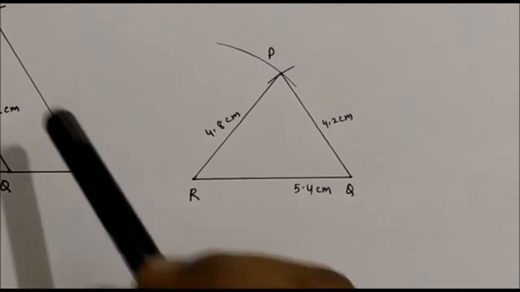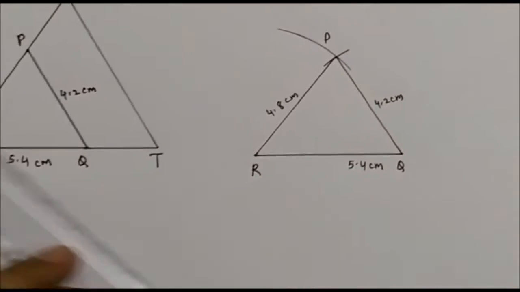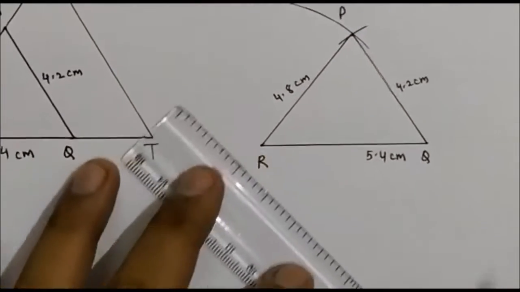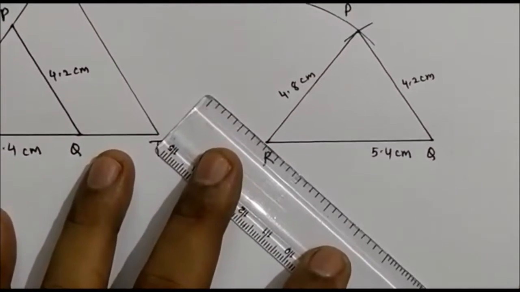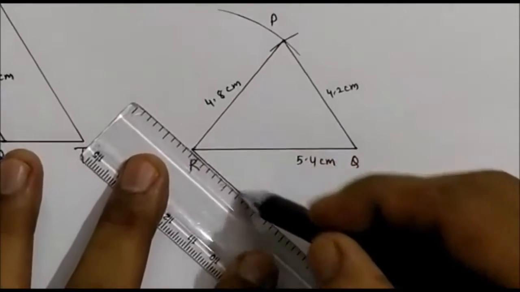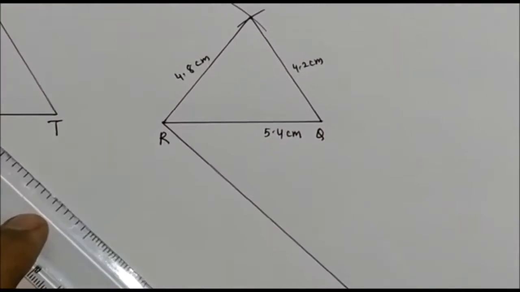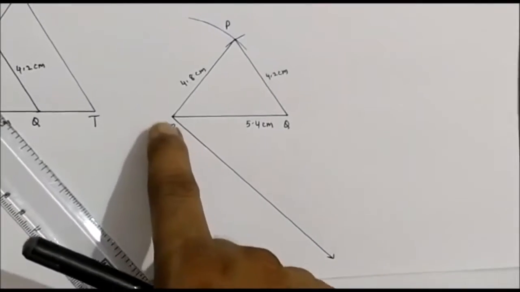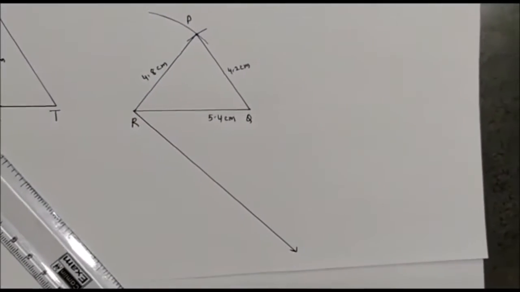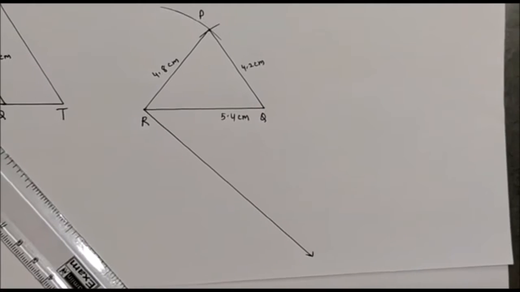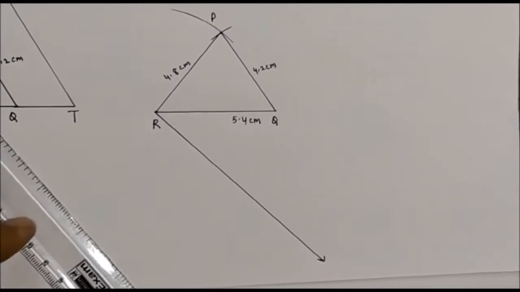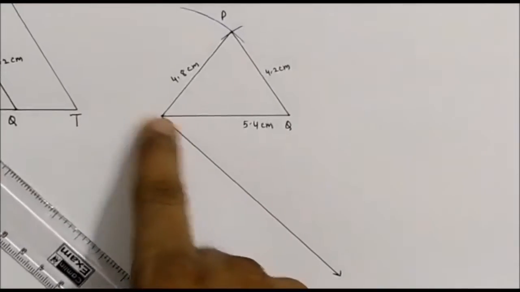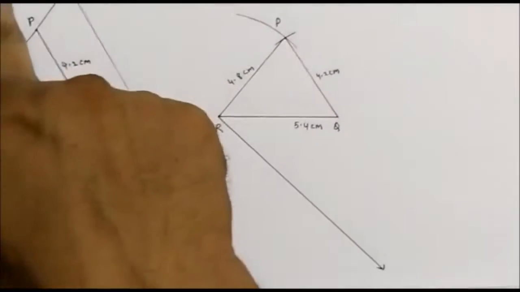Now to construct triangle LTR, what we do is, from this point R, you are going to draw an acute angle. You can draw an acute angle of any measurement from point R.